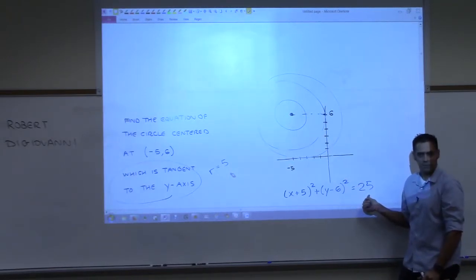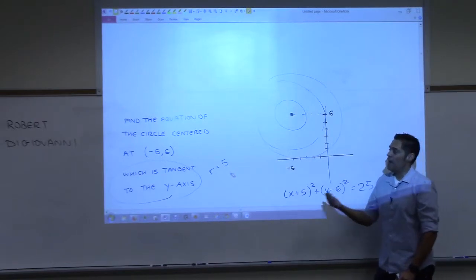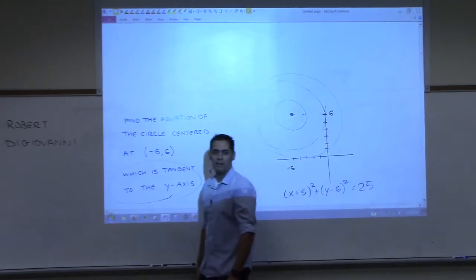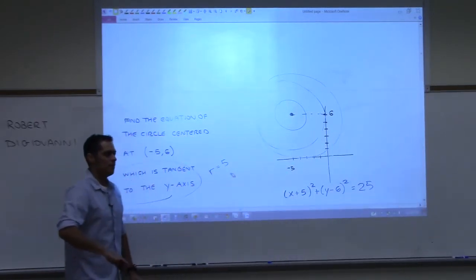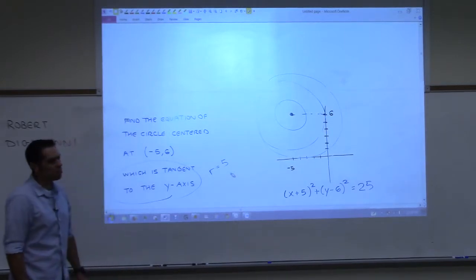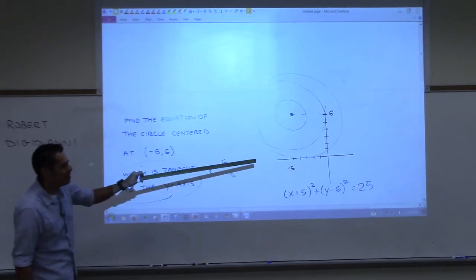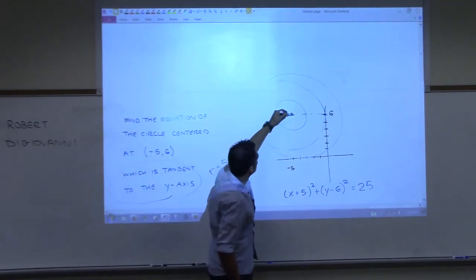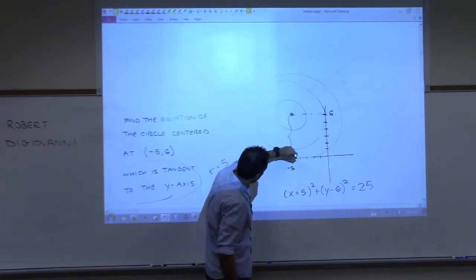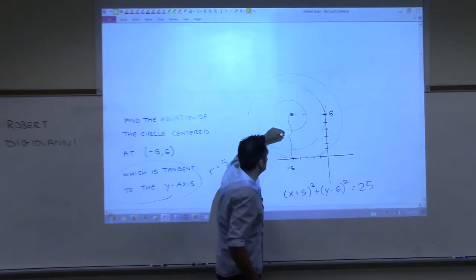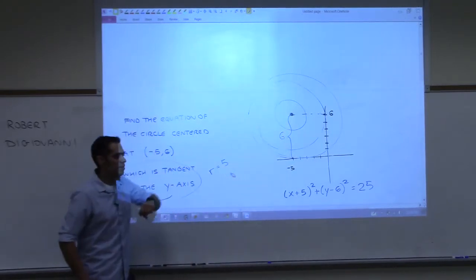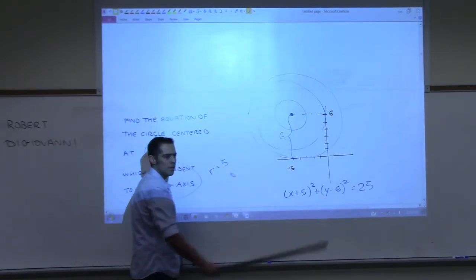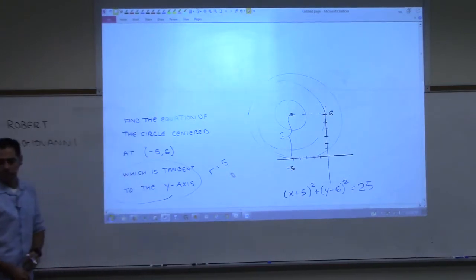Make sense? Now, what if I had said tangent to the x-axis? Is it the same circle? No, it's not the same circle. Now, the way I drew it, it kind of does look like it is, but then you need your circle's radius to come down here and touch that point right there, right? Which means the radius is going to be 6 instead. And so your equation would change, and that would be 36. Make sense?